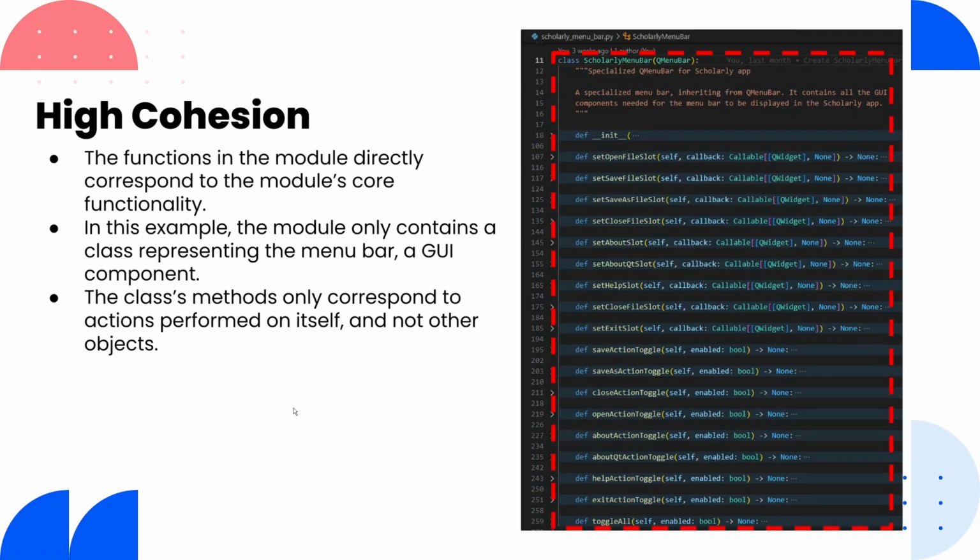And the other thing we need to talk about is high cohesion, another design principle we applied in our program. The functions in a module directly correspond to the module's core functionality. Here's one example, the Scholarly menu bar. Every method in this class corresponds with the menu bar, and the only class in this module is the Scholarly menu bar class. Since the class's methods only correspond to actions performed on itself and not other objects, this is an example of high cohesion.